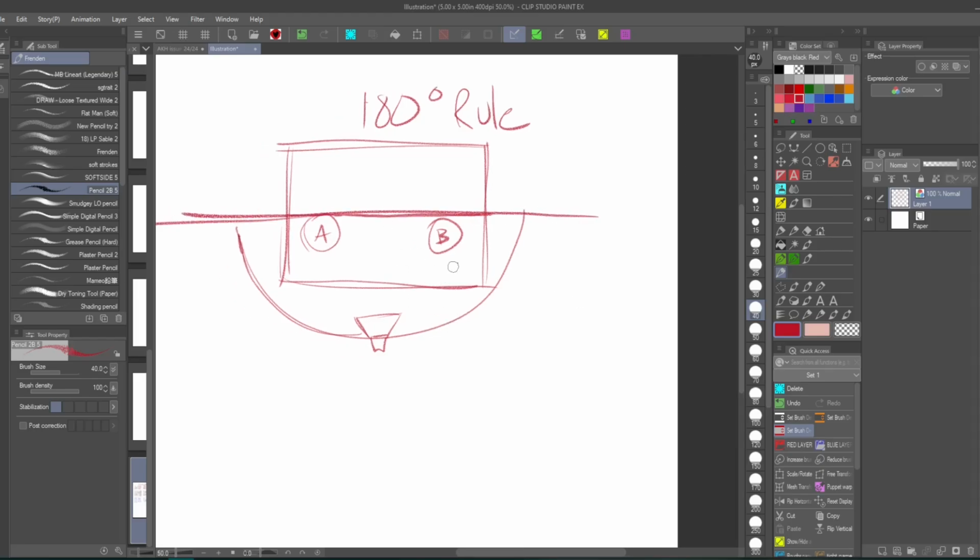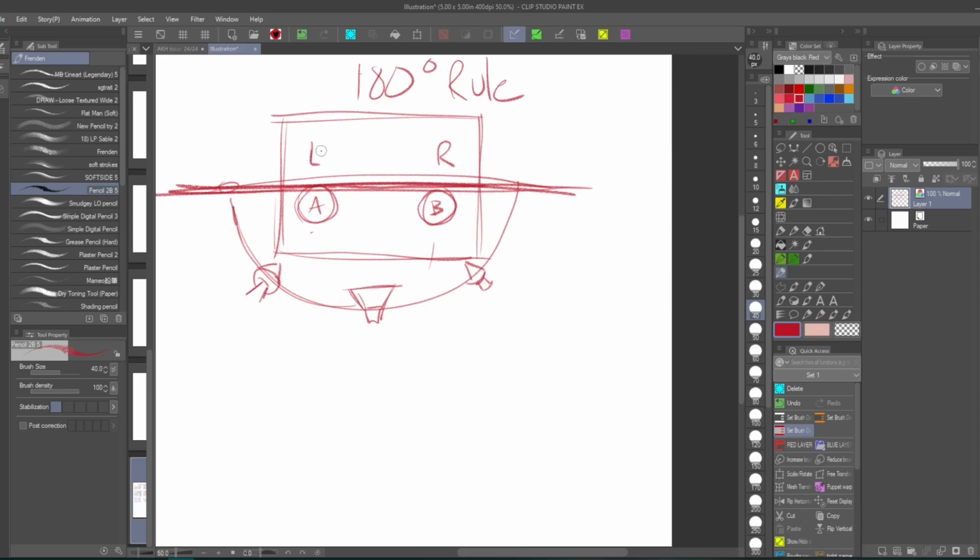That even means in the z-axis. If this is the floor, the camera could be up above and pointing down, or it could be below and pointing up, but it can't go past this imaginary border. And the way it shows up in practice is that this character is going to be on the left and this character is going to be on the right. More often than not, that's how it works.